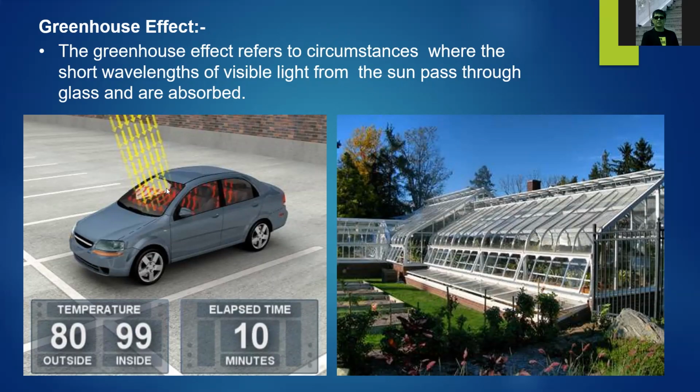So you can see that the windshield is exposed to sunlight, and the sunlight passes through the windshield and creates a rise of temperature in the inside environment. When the outside temperature is about 80 degrees Fahrenheit, the inside will be about 99 degrees Fahrenheit. In exactly 10 minutes, if your car is exposed to sunlight, the inside of the car will be too hot. It will be hotter than the outside environment.